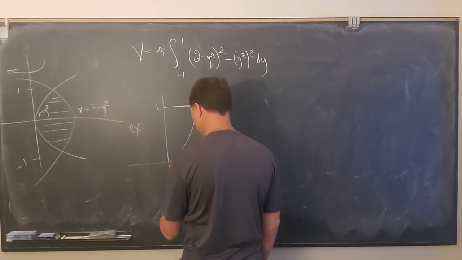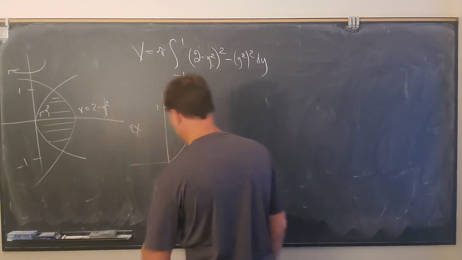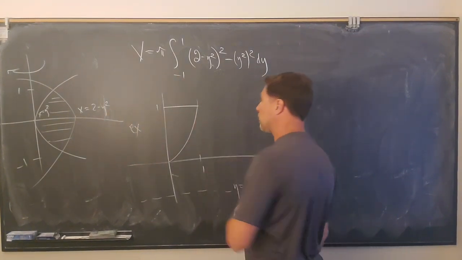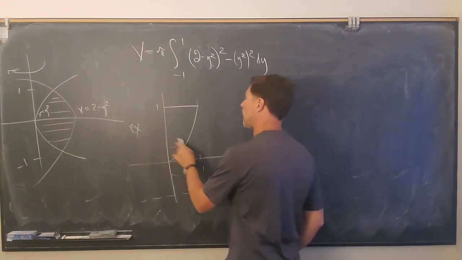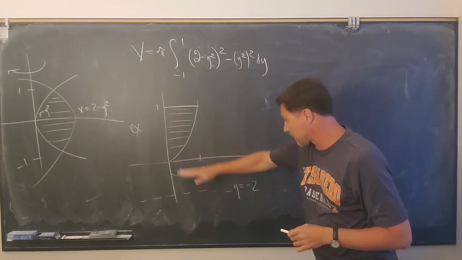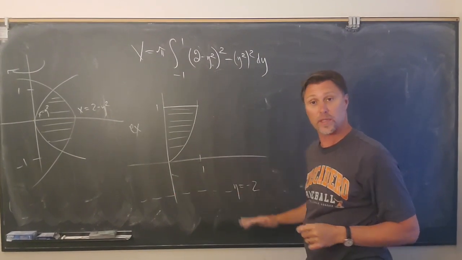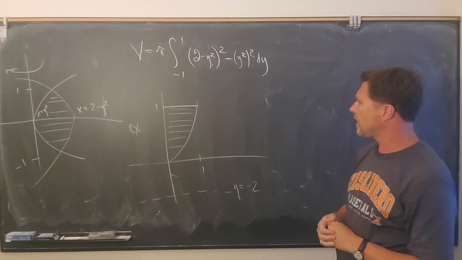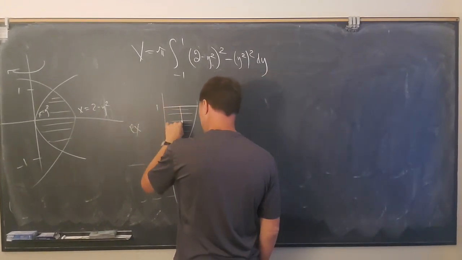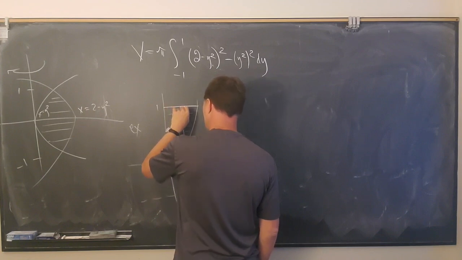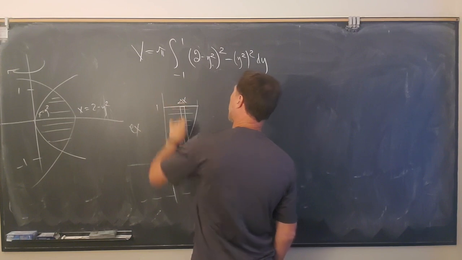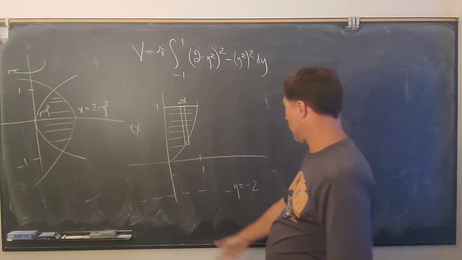And instead of revolving around the x-axis, I want to revolve around the line y equals -2. So I want to take this region right here and revolve it around this line, which is parallel to the x-axis. Now, if you think about how our derivation came about, we're taking little rectangles like that of thickness delta x, and we're revolving them around this line.